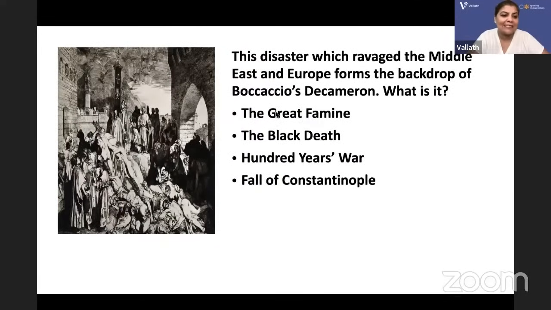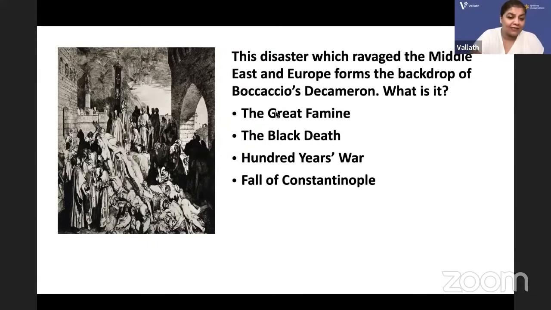Okay, this disaster, oh my God, another disaster, ravaged the Middle East and Europe. It forms the backdrop of Boccaccio's Decameron. I am sure you know it. What is it? Is it the Great Famine of 1517? Is it the Black Death of, not 1317? Famine 1317, Black Death of 1348, Hundred Years War of 1337, Fall of Constantinople of 1453. It is your turn. You have to answer.